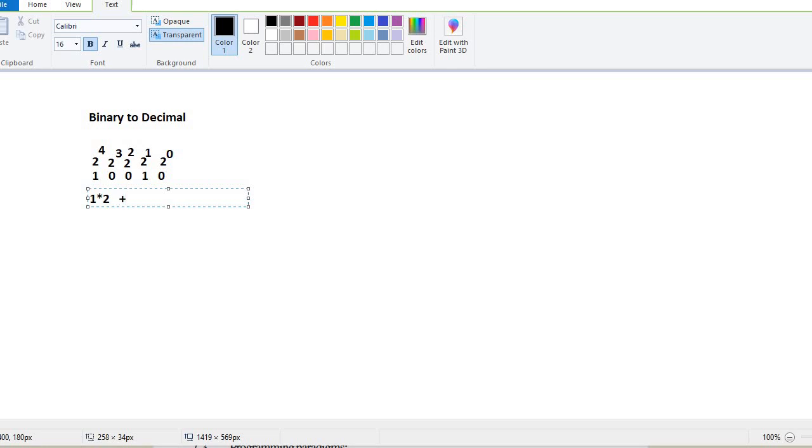That I will write later. Plus 0 into 2 to the power 3. Let me write it later, because I am writing it in pen, so it does not have superscript font. I have to write the powers later on. Let me just write it down first: 0 into 2, plus 1 into 2, plus 0 into 2.